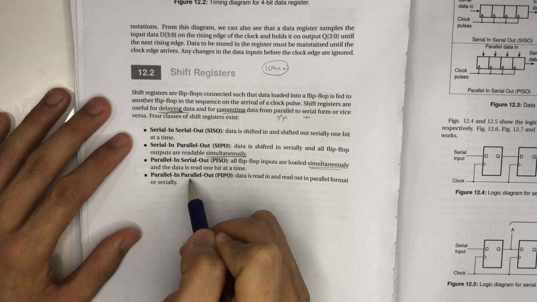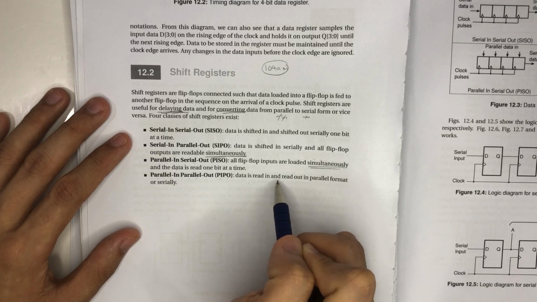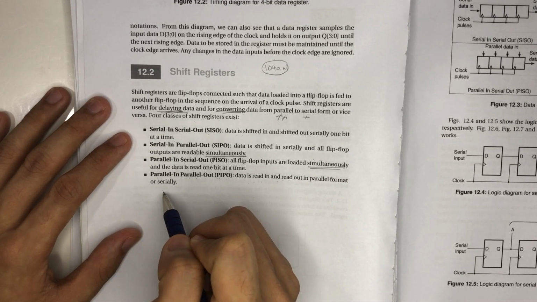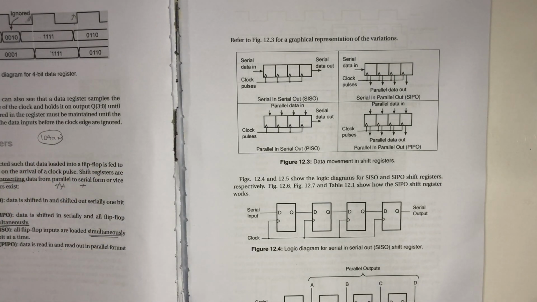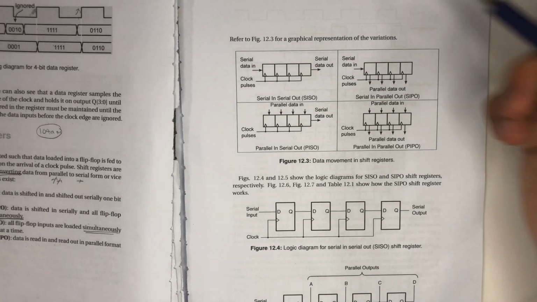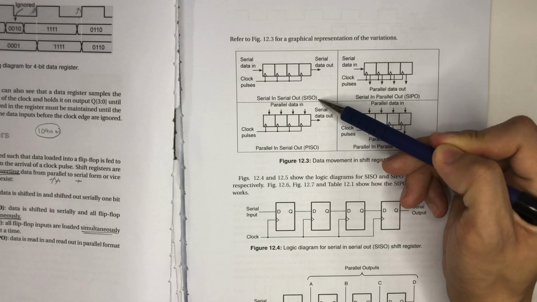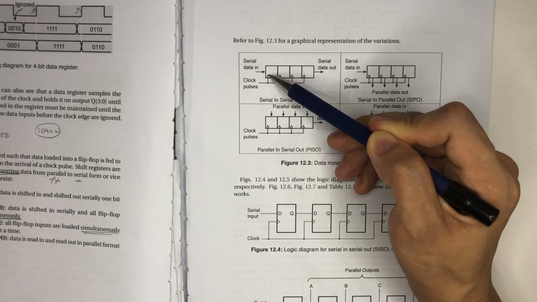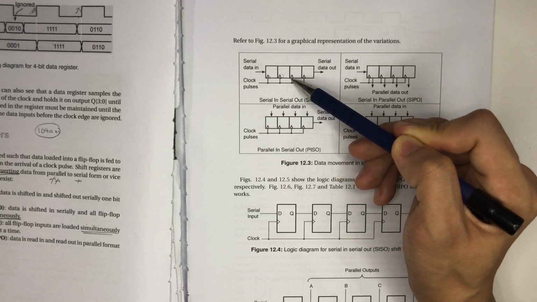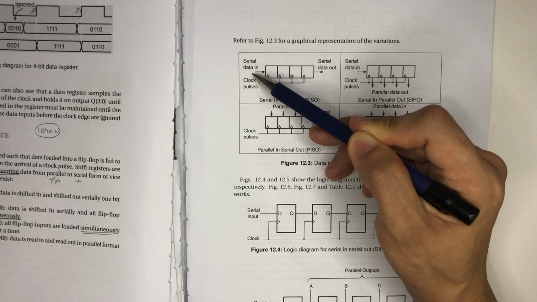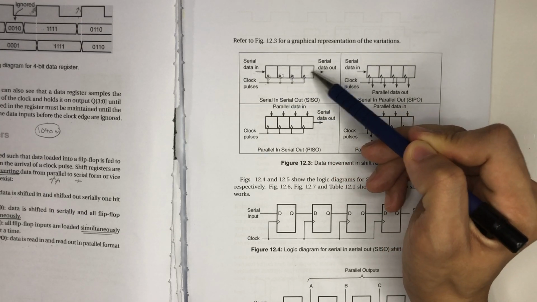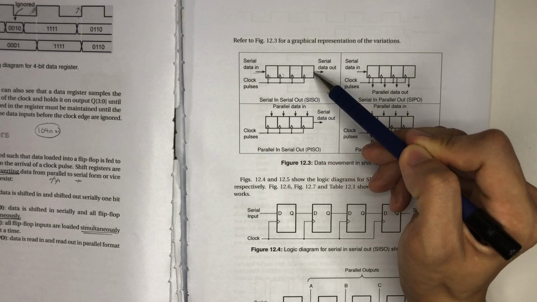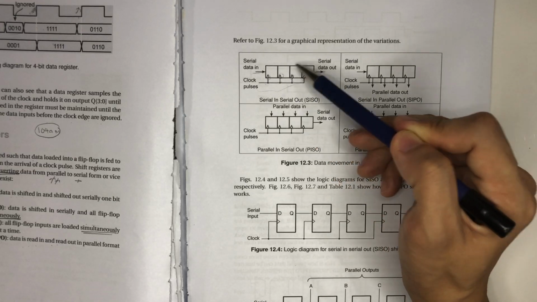Next, parallel in, parallel out. Data is read in and read out in parallel format or serially. Now for better visualization, you see here, this is your serial in, serial out. This is your clock pulse. I think you are already familiar with it. You see this is the serial in, and there is one serial data in and one serial data out. So this is serial in, serial out.